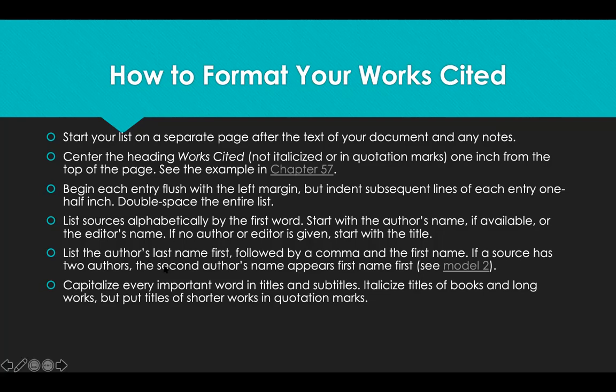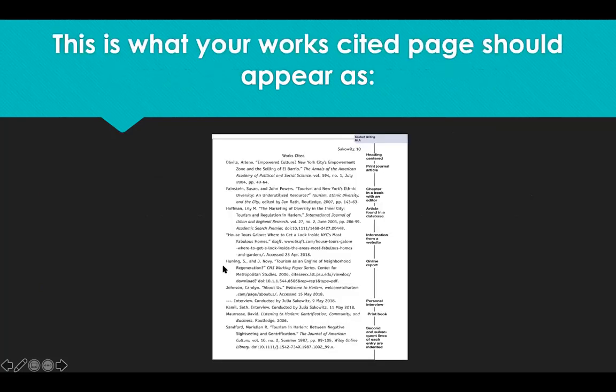List the author's last name first, followed by a comma, and then the first name. If a source has 2 authors, the second author's name appears first name first. Capitalize every important word in titles and subtitles, and italicize titles of books and long works, but put the titles of shorter works in quotation marks.